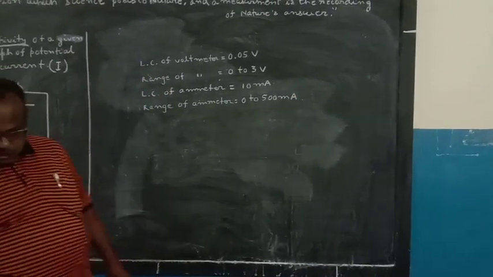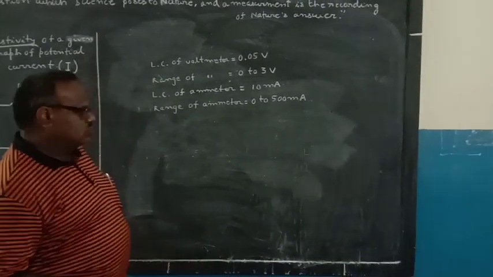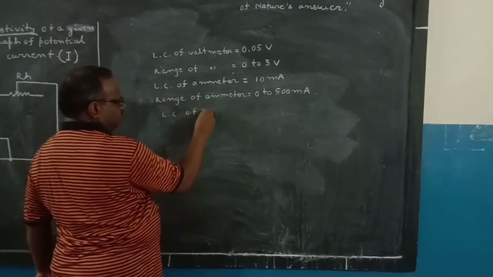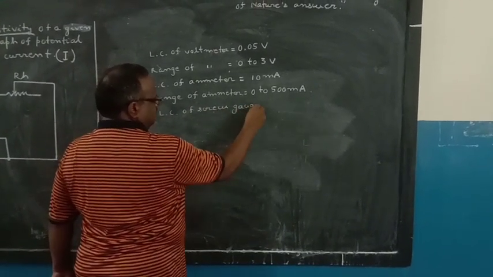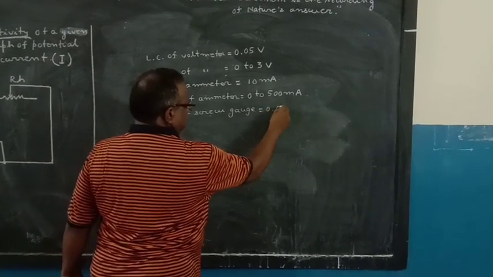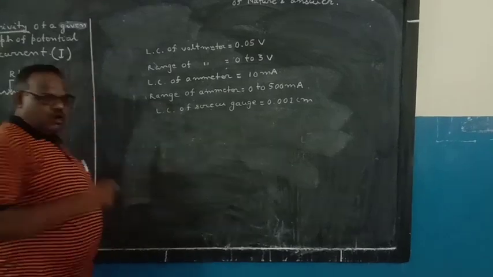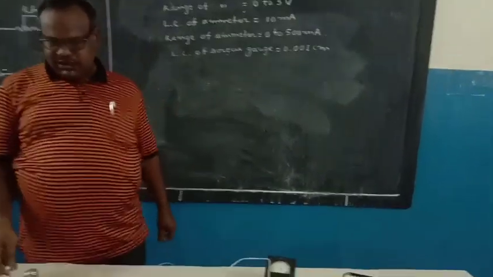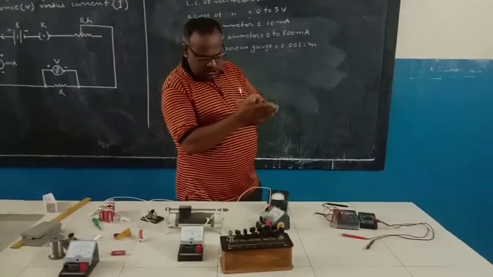And the screw gauge we are using also. So the least count of the screw gauge is 0.001 cm. So these are the things you have to write first: determination of the least count and range of all the apparatus. After doing that, what do you do?